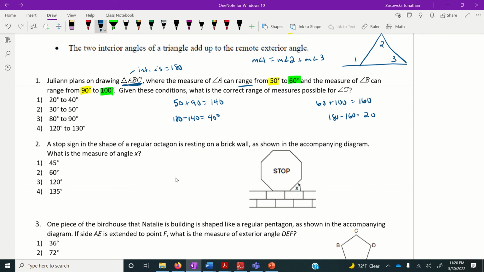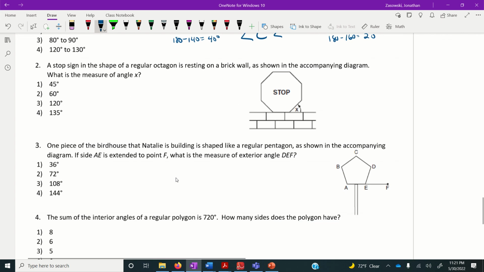So somewhere in between using the smallest and the largest numbers, angle C has to be stuck in between these two amounts. I guess we should switch this around. The lowest it can be is 20, and the highest it can be is 40. It's stuck in here. And actually, you know what? It was right the first time. If you like, 20 to 40 is one of our answers.